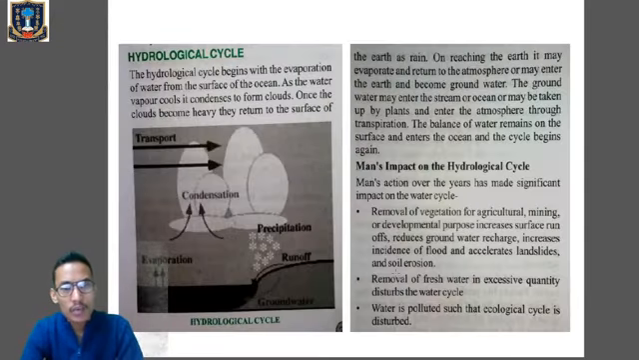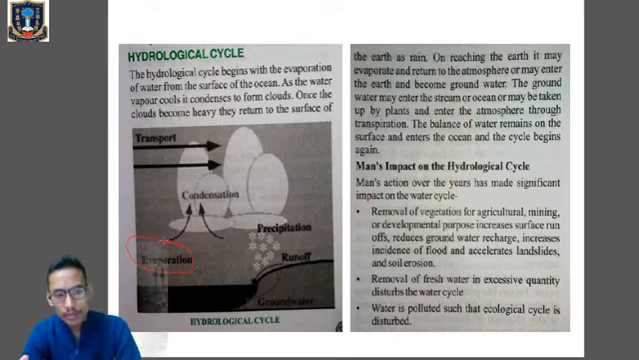Next one is the hydrological cycle, the easiest one. Hydro means water, the water cycle. So we all know that the water cycle, or the hydrological cycle, begins with the process of evaporation from the water bodies, mainly from the oceans, right?